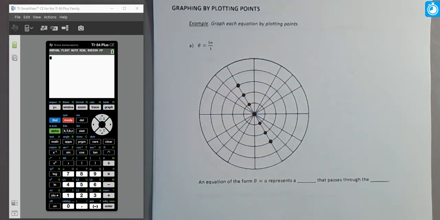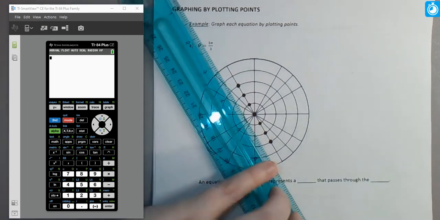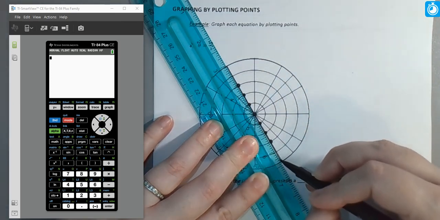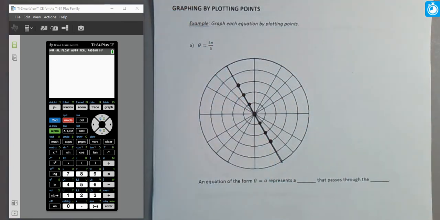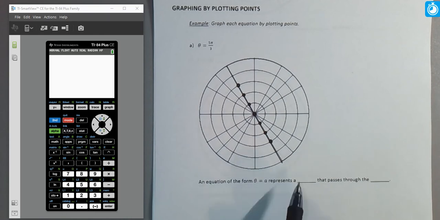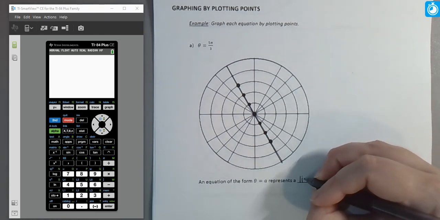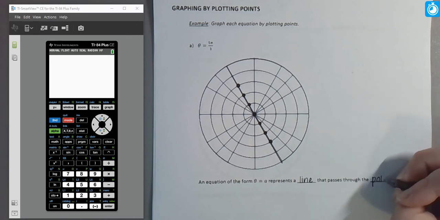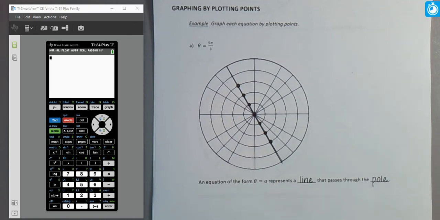So you can probably tell what we're graphing. We're graphing a line. In this case, the graph is going to be the line that follows that ray at 5 pi over 3. So anytime we have an equation of the form theta is equal to a constant number, typically a radian measure that we can graph, that represents a line, specifically a line that passes through the pole, what we think of as the origin in the polar plane.